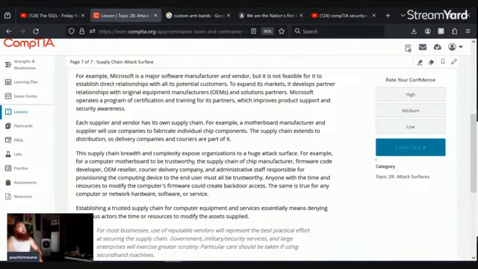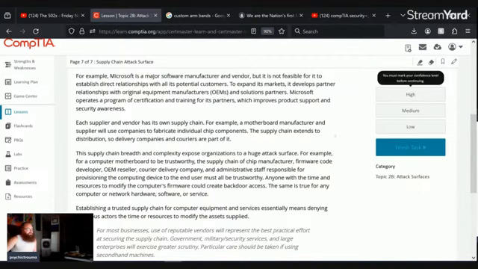For example, for a computer motherboard to be trustworthy, the supply chain of chip manufacturer, firmware code developer, OEM, reseller, and courier delivery company, and administrative staff responsible for provisioning the computing device to the end user must all be trustworthy. Anyone with the time and resources to modify the computer's firmware could create backdoor access. The same is true for any computer or network hardware, software, or services.